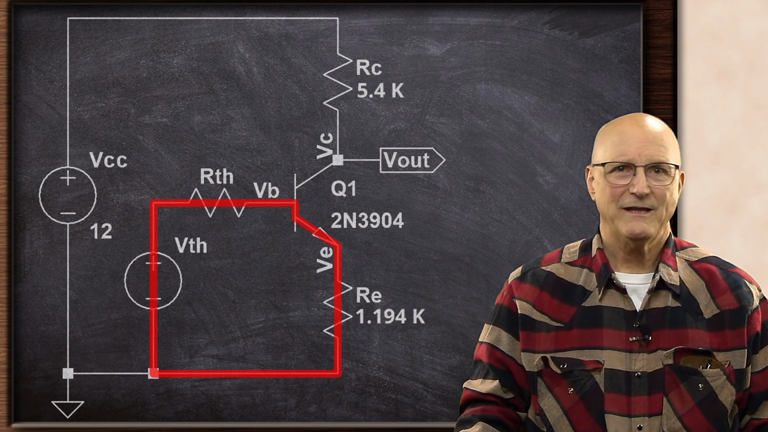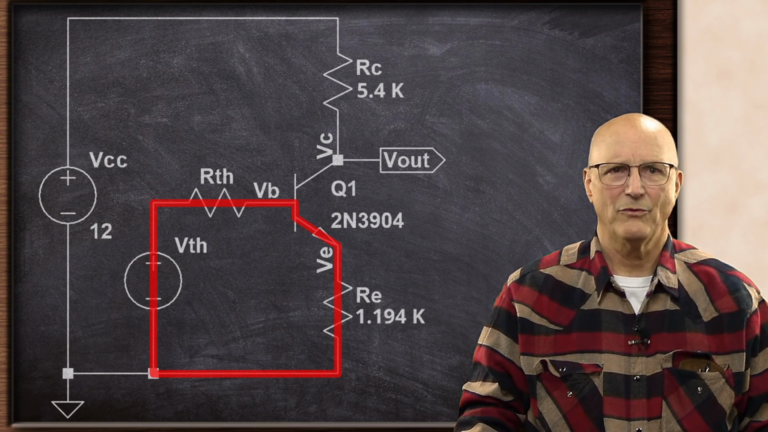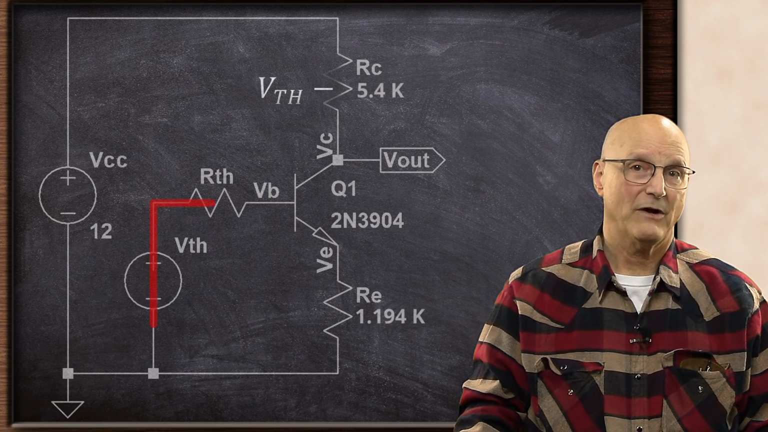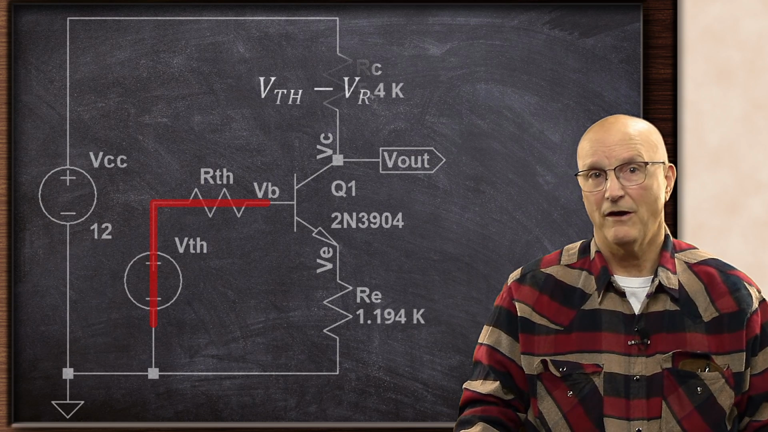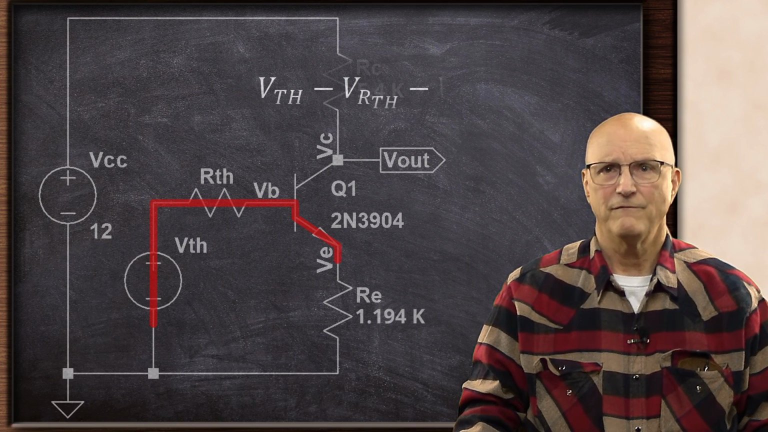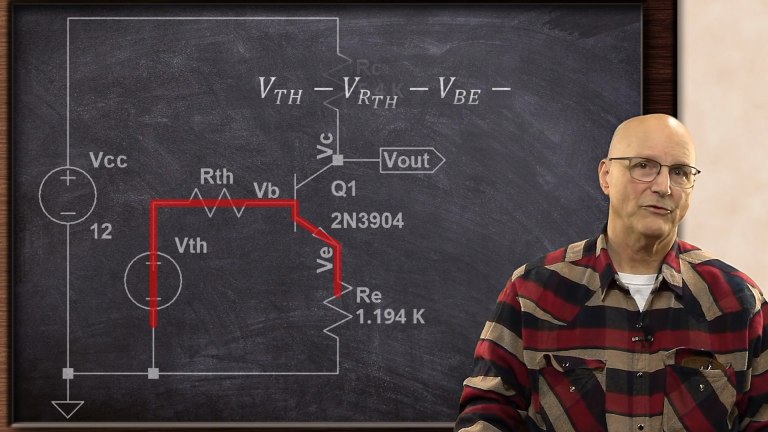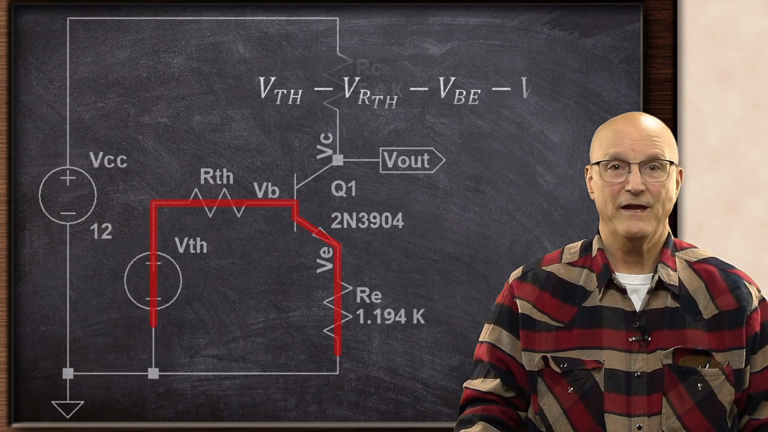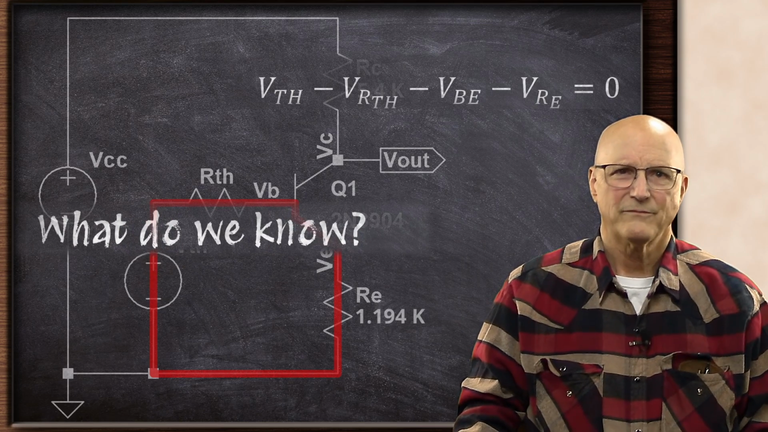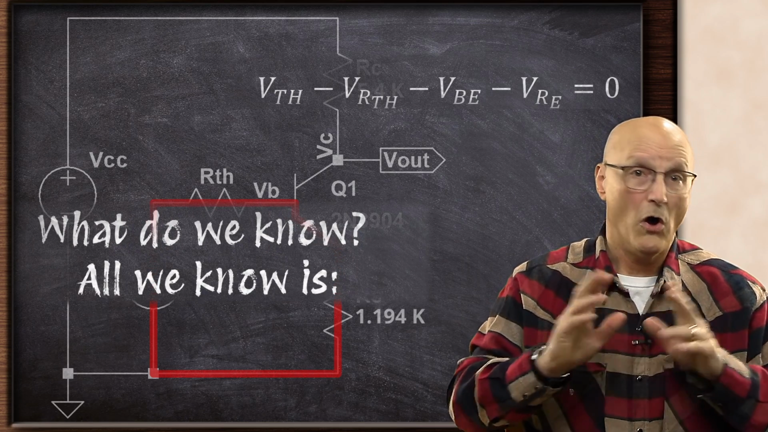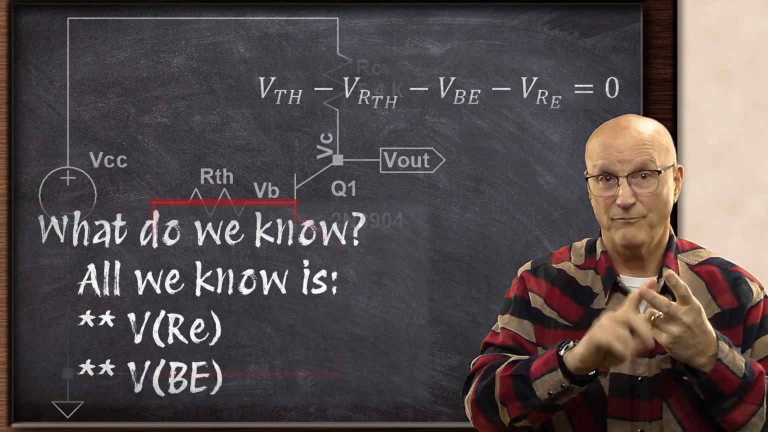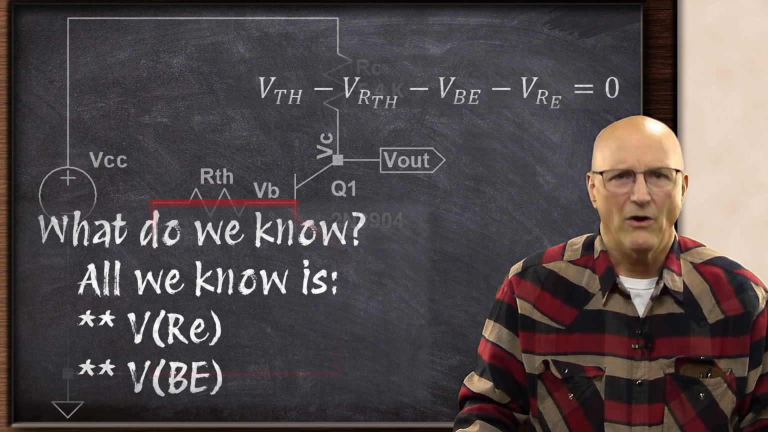Now, let's write the equation that describes this trip around the loop. We have the Thevenin voltage, V Thevenin, minus the voltage across the Thevenin resistance, R Thevenin, minus the voltage across the base emitter junction, VBE, minus the voltage across the emitter resistor, VRE, is equal to 0. So, what do we know? Well, at this point, all we know is the voltage across the emitter resistor and the voltage across the base emitter junction. But that's all we know.